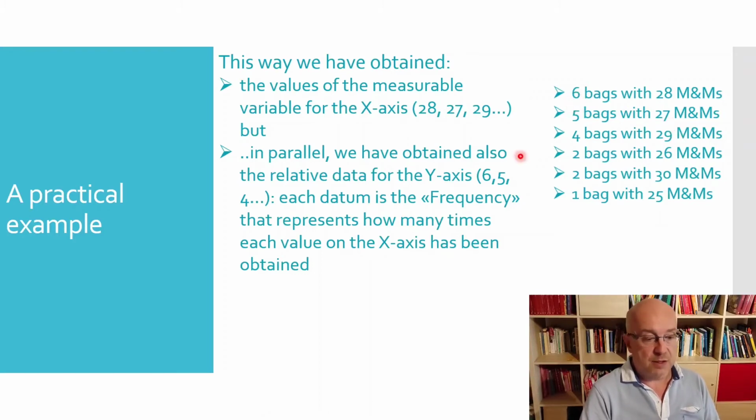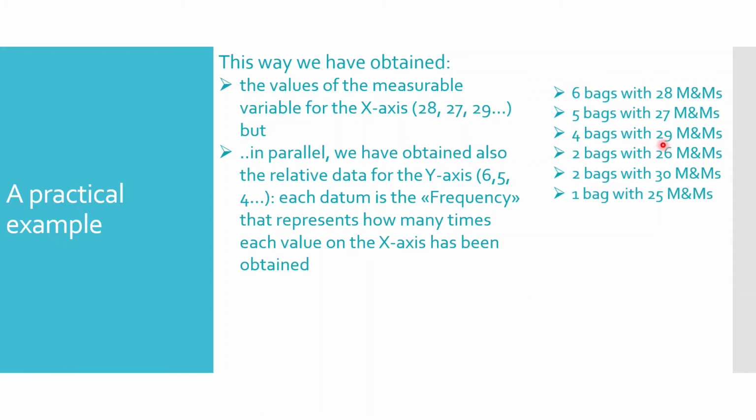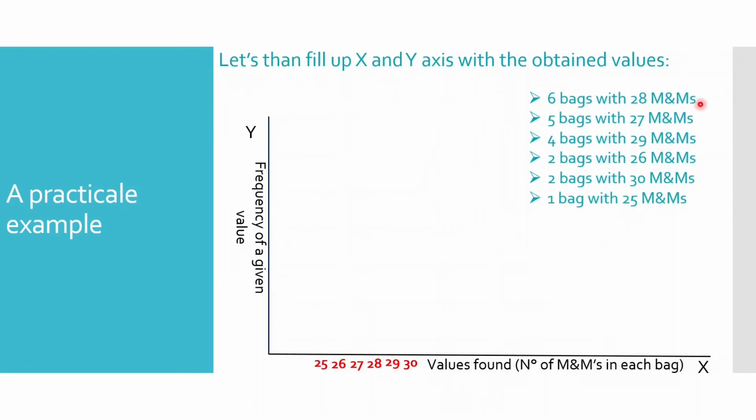So 6 is for the y-axis. 27 was the number of M&Ms obtained in 5 bags, so 5 times. So 5 is for the y-axis, and in the same way 4 is the value for the y-axis in correspondence of 29 M&Ms. Let's then fill up the x and y axis with the obtained values.